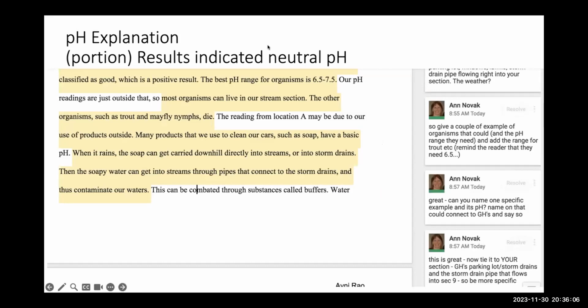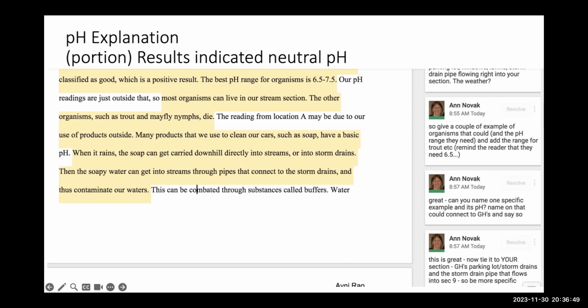Now, I have terrible handwriting and students can't even read it half the time. So I've started giving some feedback in Google. So I type up feedback. And so students would say here, the best pH range for organisms is 6.5. So most organisms can live in our stream. And so I would give them feedback to say, give a couple of examples of organisms that could live in their pH range. And then they might say, many products we use have basic pH and can get carried downhill directly into streams or storm drains. And then I would say, great, can you name one specific example and its pH?